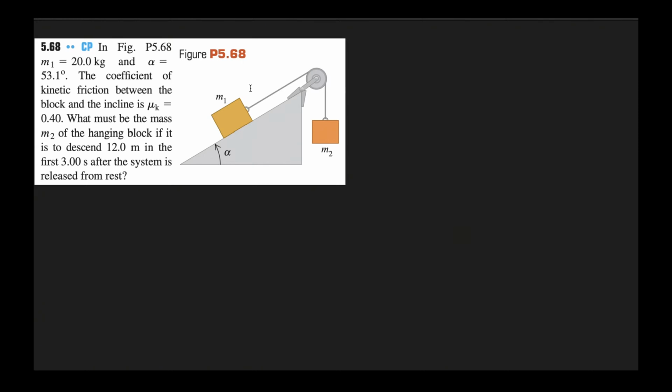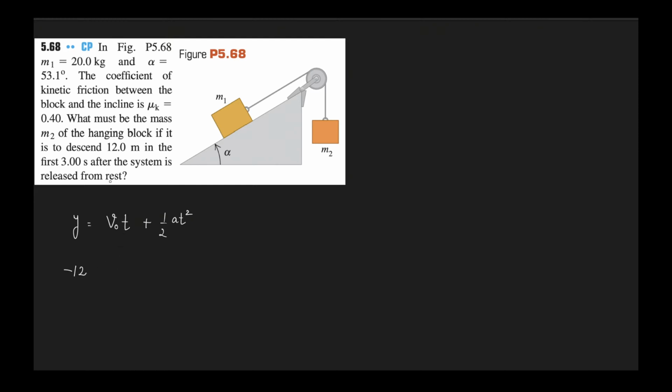M2 is going down. So let me first find out the acceleration. It descends 12 meters in the first 3 seconds. So this is vertical motion. So y is equal to V0 t plus half a t square. Now it descends 12 meters. So y is 12. When it is descending, I guess, so minus 12.